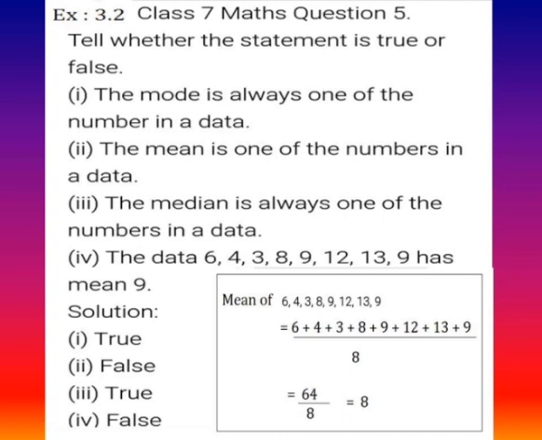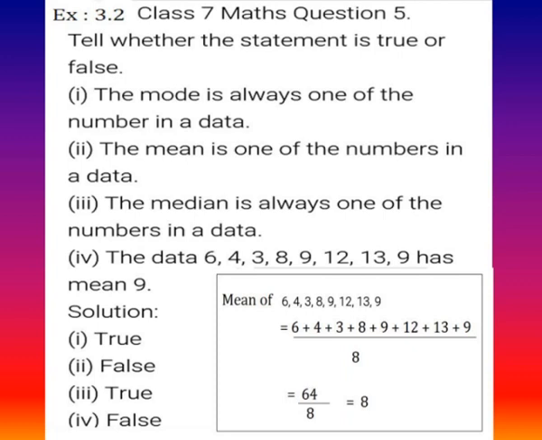Next, second subdivision, the mean is one of the numbers in a data. No, the mean will be different from the given data, so the statement that the mean is one among the numbers in a data is false. Next, third subdivision, the median is always one of the numbers in a data. Yes, we are choosing the median from the given data so it is one among them. Therefore, the statement is true.